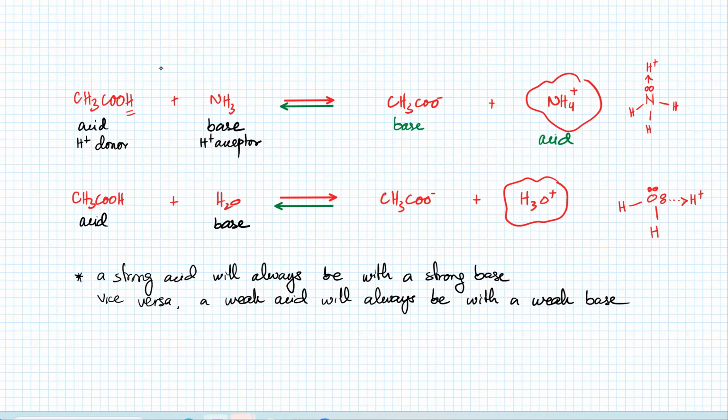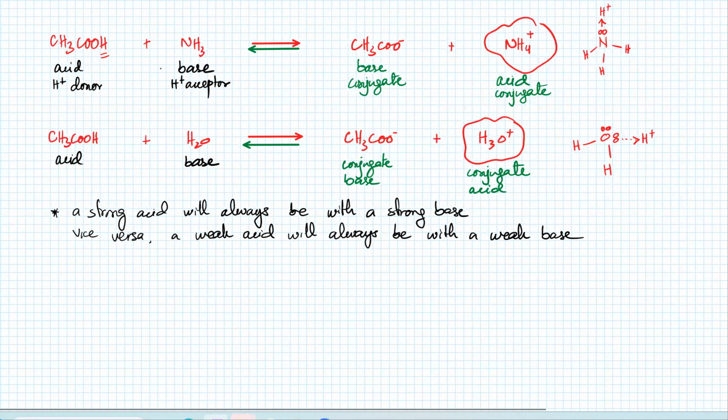So in the reverse direction, this is known as the conjugate base, and this is known as the conjugate acid. Same thing over here. I think this one is behaving as the base, and that one over here is the conjugate acid. Is that clear? Yep, it's clear.